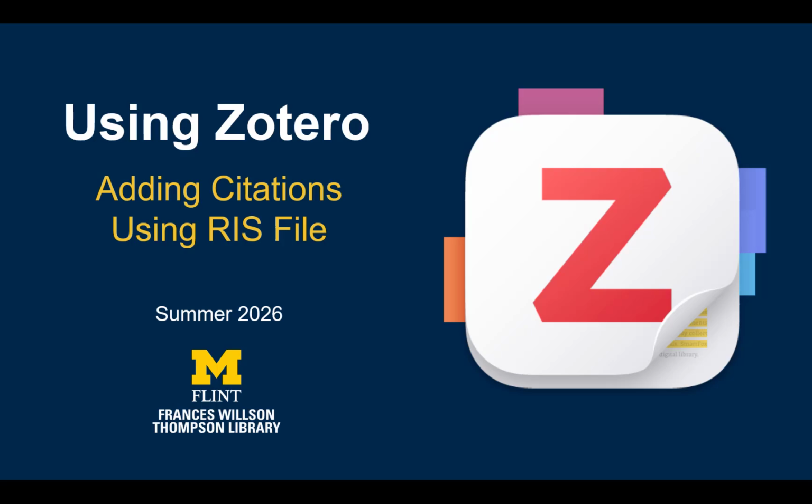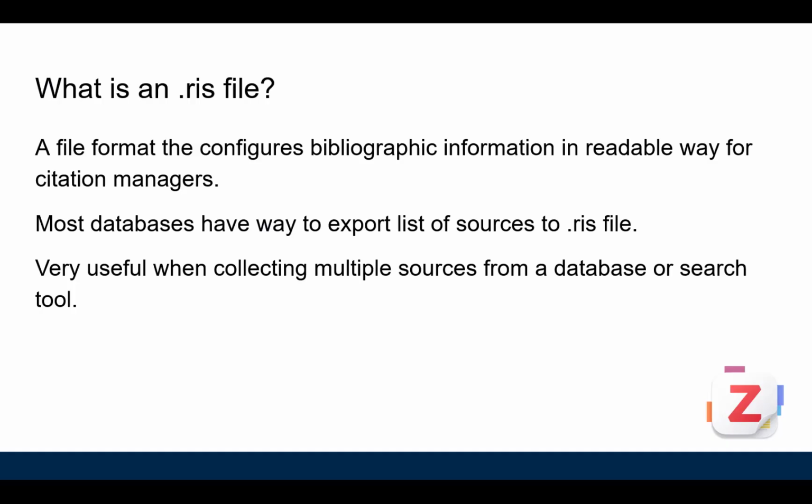Welcome to this tutorial on adding citations to Zotero using an RIS file. An RIS file is a format that configures bibliographic information in a readable way for citation managers. Most databases and even some search tools will have ways to export lists of sources to an RIS file. This is very useful when you're collecting multiple sources at one go, whether for a full-on systematic review or even for a larger lit review.